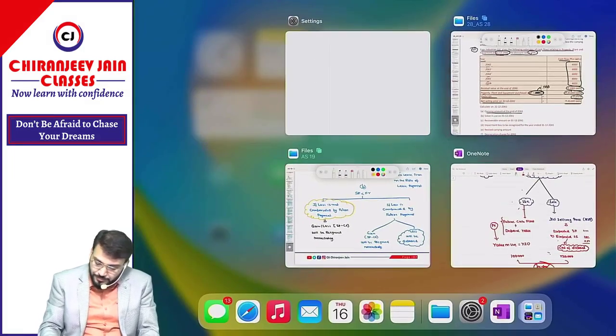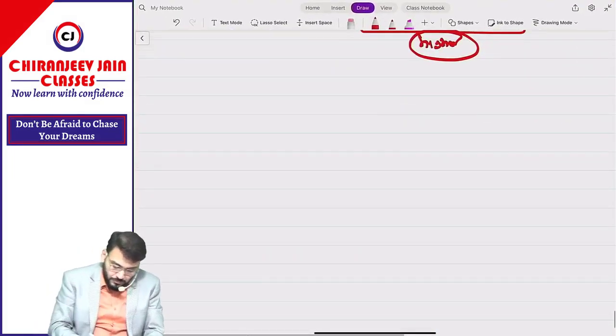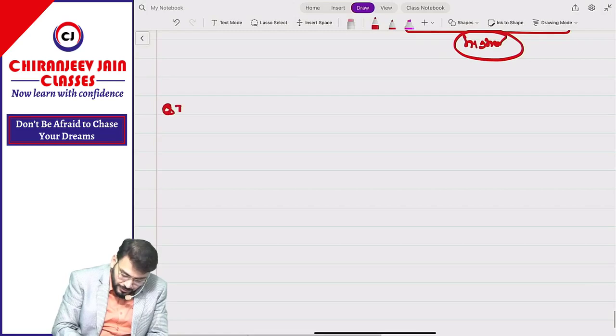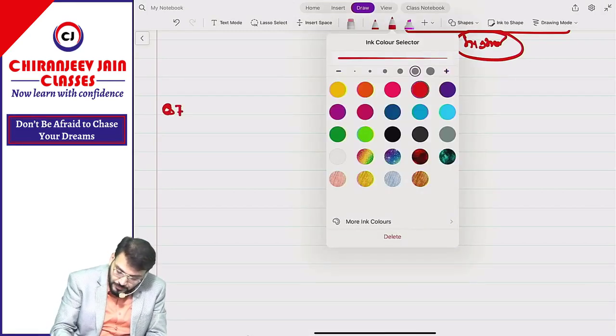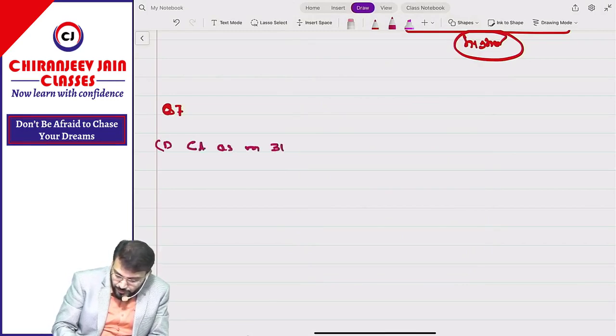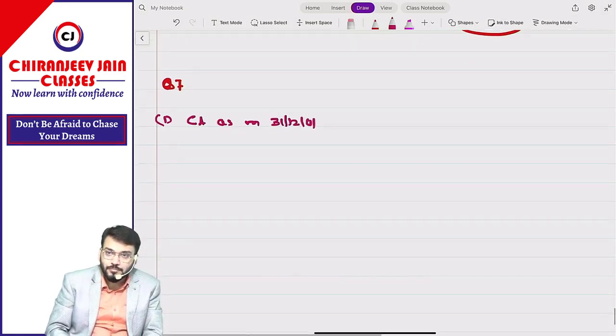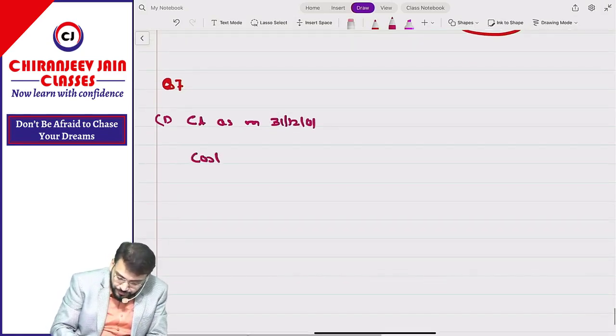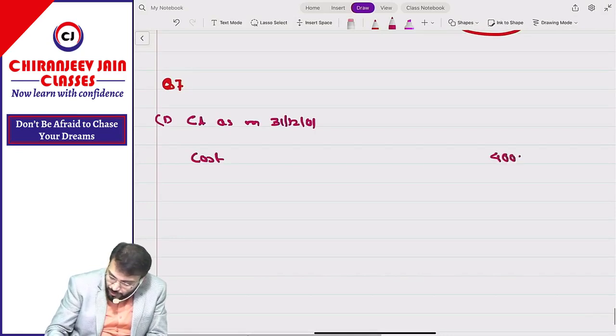Come to question number 7. We will do it fast. Point number 1. Carrying amount as on 31st 12 2001. Correct. Tell me, what is the original cost? Cost is given how much? 40,000. It was purchased on 1/1/1999.